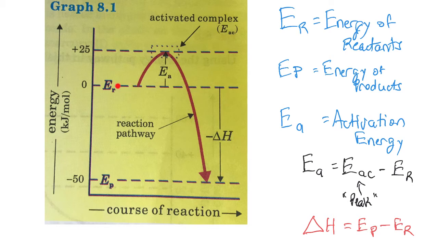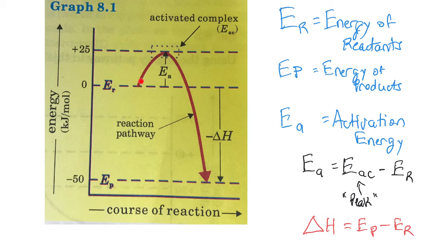So the difference between the reactants and the products is called the delta H, the change in enthalpy. Notice this is negative. A negative change means that it has given off thermal energy. It's usually in the form of heat and light, maybe like fire, an explosion of some type. But energy has been given off. This is exothermic.